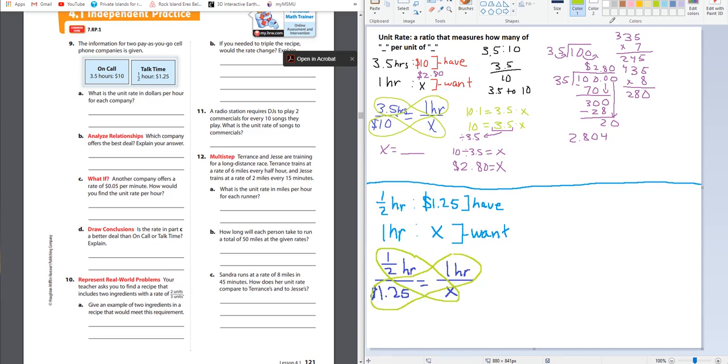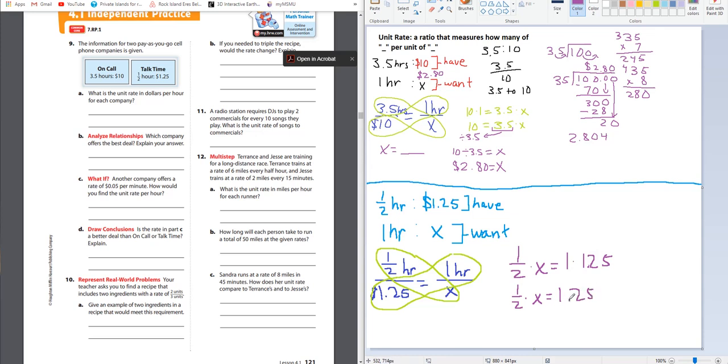And then I multiply. So 1/2 times X on one side, 1/2 times X is equal to 1 times 1.25. So now let's just multiply it out. This is 1/2 times X. Can't really do anything there. But 1 times 1.25 is going to be 1.25.